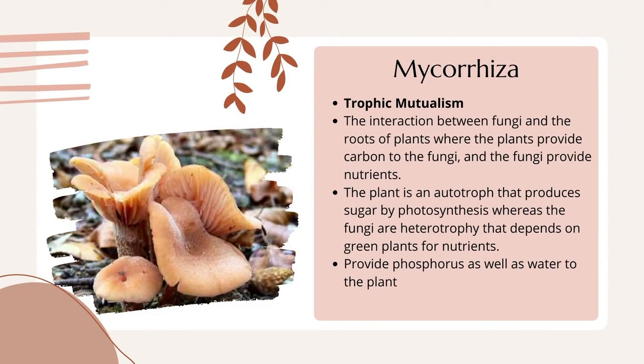Mycorrhiza is a trophic mutualism, the interaction between fungi and the roots of plants, where the plants provide carbon to the fungi and the fungi provide nutrients. The plant is an autotroph that produces sugar by photosynthesis, whereas the fungi are heterotrophs that depend on the green plants for nutrients. They provide phosphorus as well as water to the plants as part of the interaction.